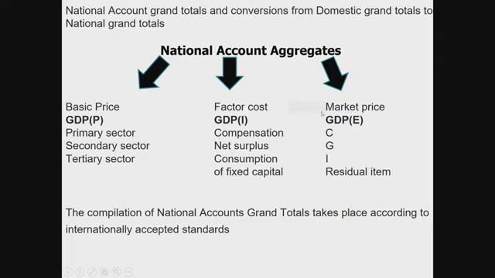And then the third method that we use is called the expenditure method, and here you're looking at your market price. So this is what you were taught in grade 10. You were taught the C plus G plus I plus X minus M. So C, G, I, and then there's a residual item, and then the X and M has been left off here somehow. When it was copied over, it sort of disappeared.